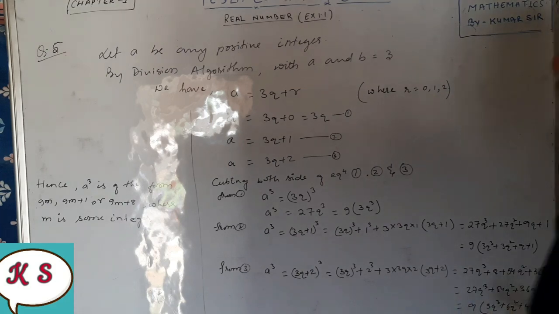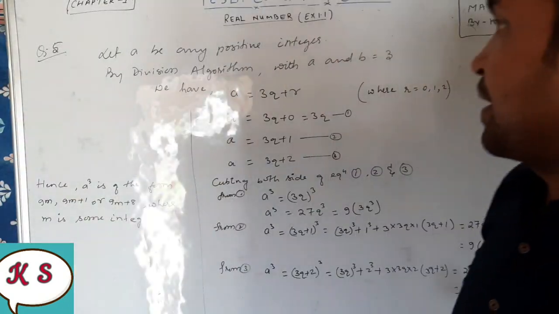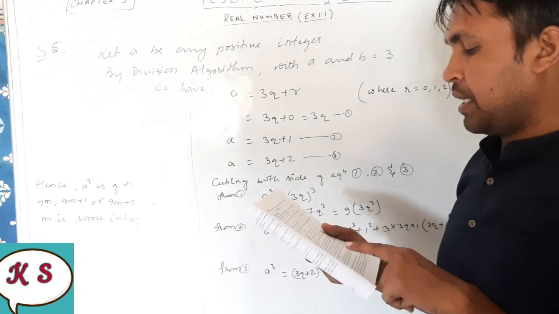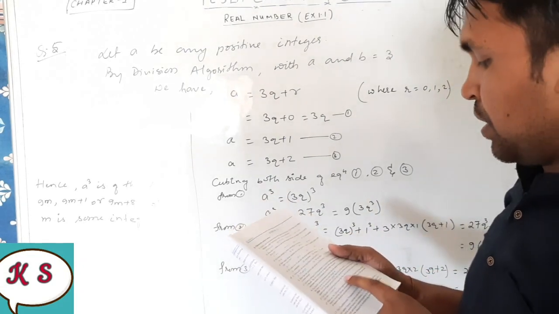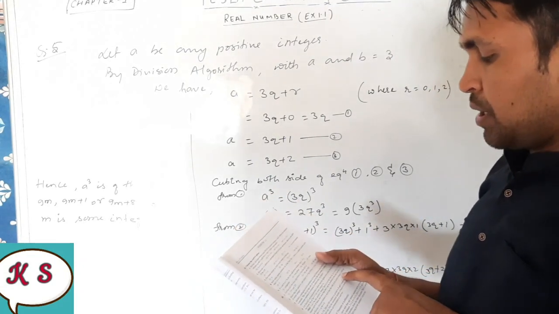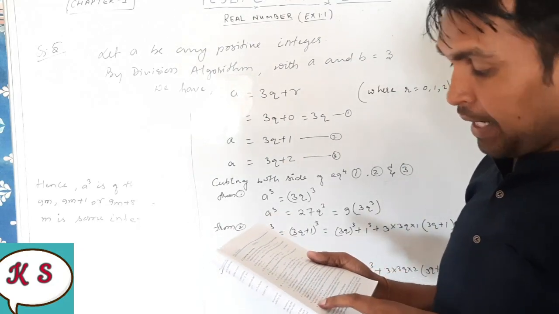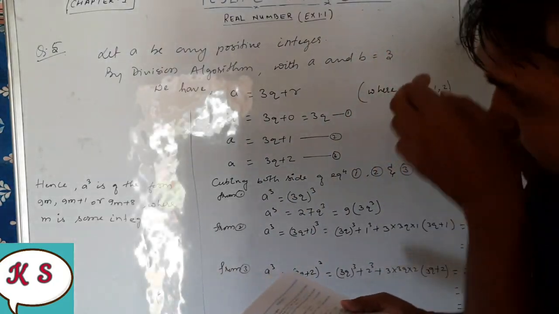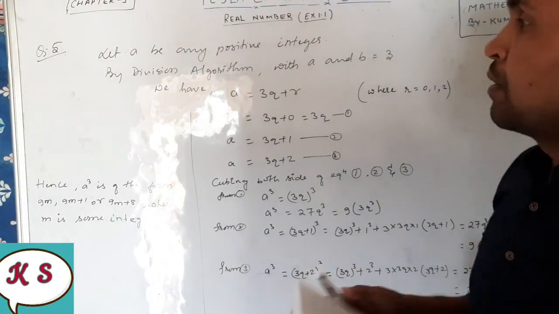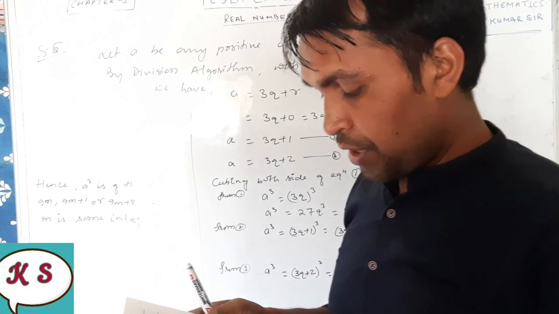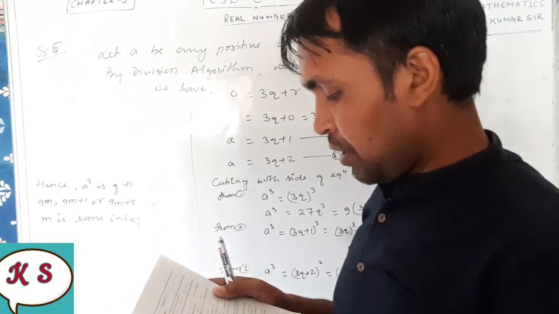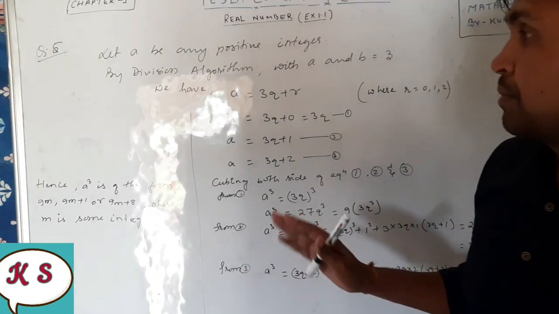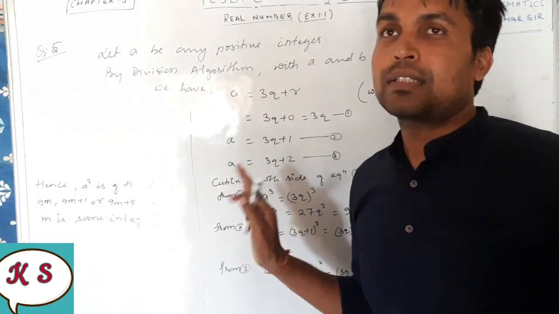Okay, so students, now we are going to do question number 5, the last question of this exercise. The question is: use the Euclid division lemma to show that the cube of any positive integer is in the form of 9m plus 1 or 9m plus 8. Questions number 5, 4, and 2 are all the same category of questions, so all of you remember, you have to deal with these questions the same way.